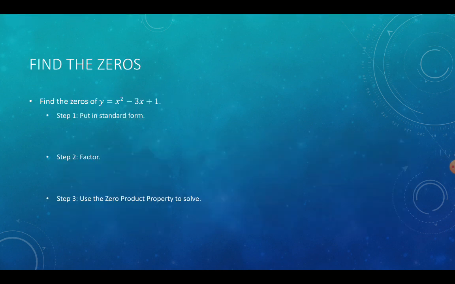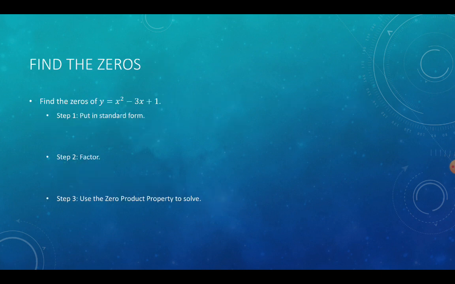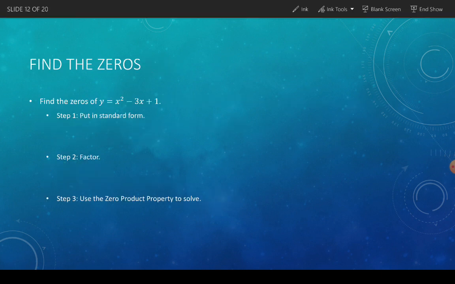Okay, so let's go ahead and try and find the zeros by factoring. We've already learned how to do this. What we do first is put our equation in standard form. So it will be x squared minus 3x plus 1 equals 0. Now we need to factor. So I need to identify A as 1, B as -3, and C as 1.